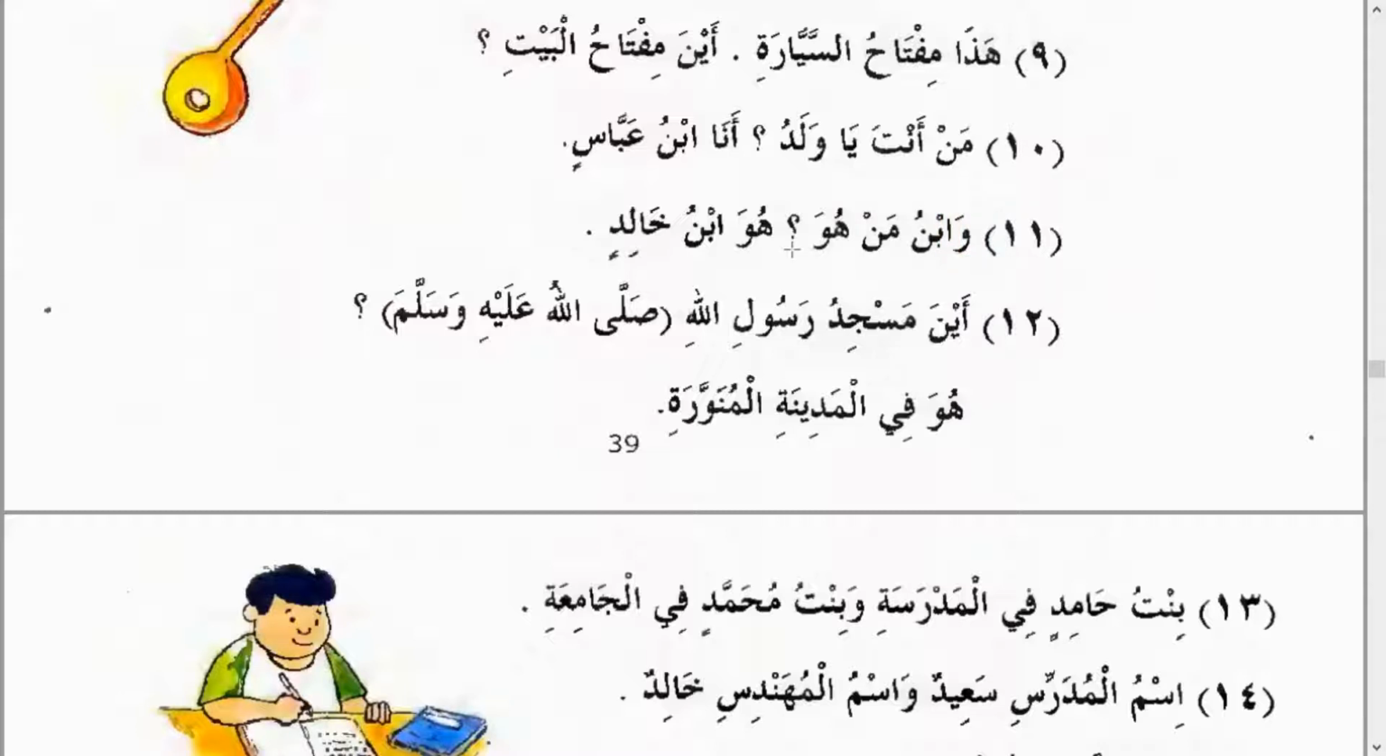Whose son is this? And this is also, by the way, Mudaf and Mudaf ilayhi. But because the man is mabni, it is fixed. We don't get a kasra here. Inshallah, we'll learn more about the mabni business, inshallah. Wabnu man huwa. Whose son is this? Huwa ibnu Khalidin. He's the son of Khalid. See, look at how I read this word. Huwa ibnu Khalidin. He's the son of Khalid.